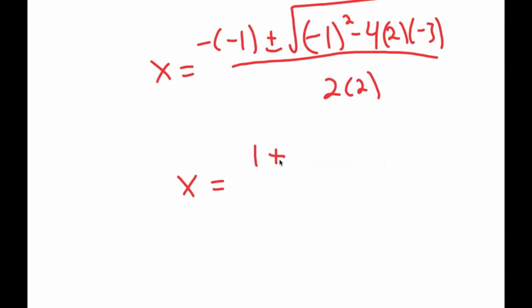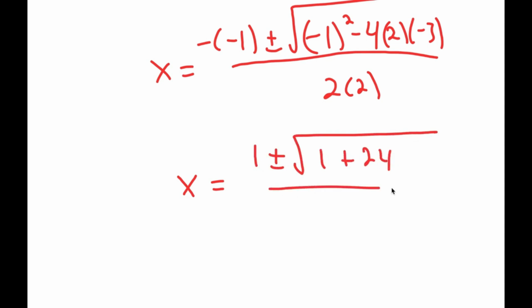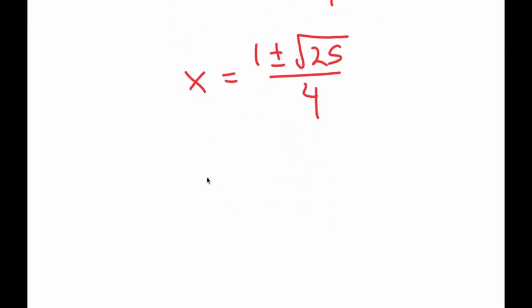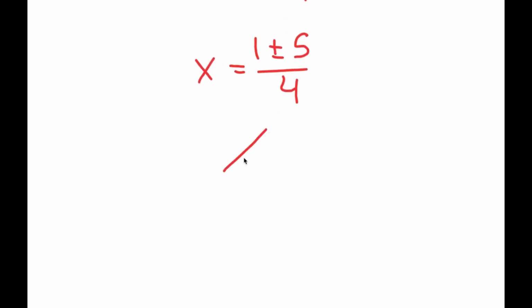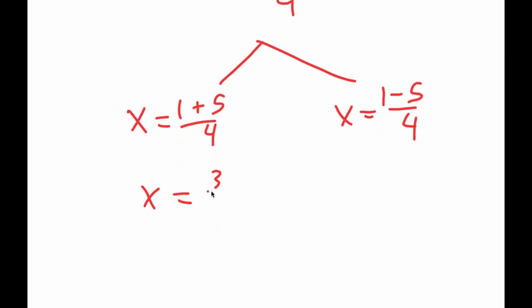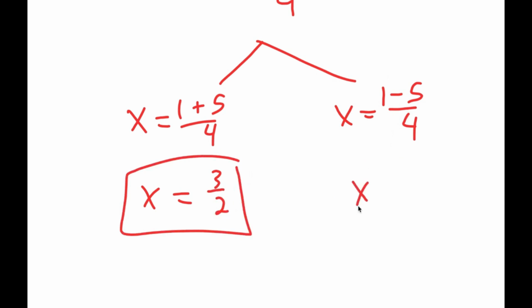So now this is equal to 1 plus or minus the square root of 1 plus 24 over 4, which is equal to 1 plus or minus the square root of 25 over 4, which is equal to 1 plus or minus 5 over 4. So now this gives me two solutions. I get x equals 1 plus 5 over 4, and x equals 1 minus 5 over 4. So for x equals 1 plus 5 over 4, I get x equals 3 over 2. And for x equals 1 minus 5 over 4, I get x equals negative 4 over 4, which is negative 1.